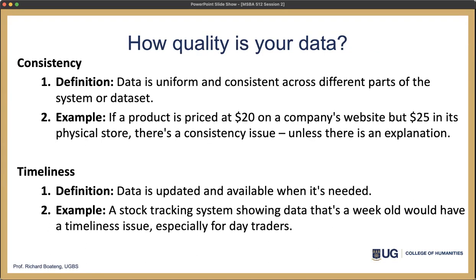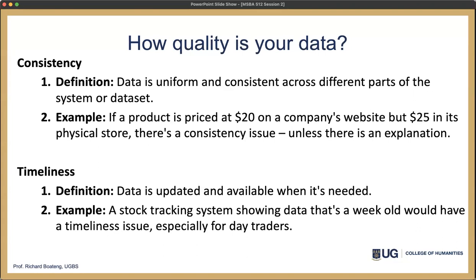Okay. Consistency: data is uniform and consistent across different parts of the system or data set. If a product is priced at $20 on the company's website but $25 in the physical store, there's an inconsistency issue. Now, if there's no explanation, then there's a problem. If there's an explanation, it could be that we are doing sales in the shop, but online we are not doing the sales, so that's why it's $25 there.